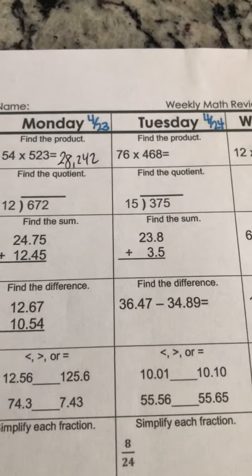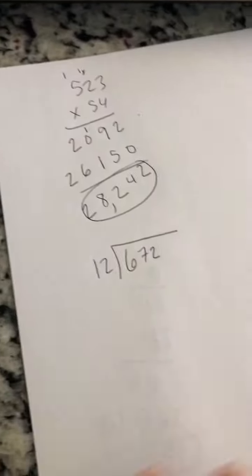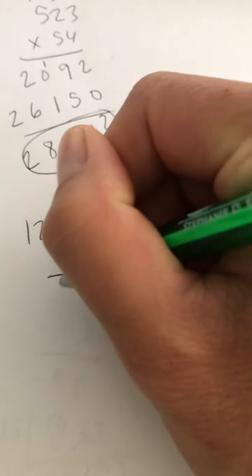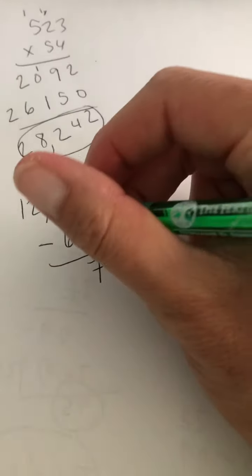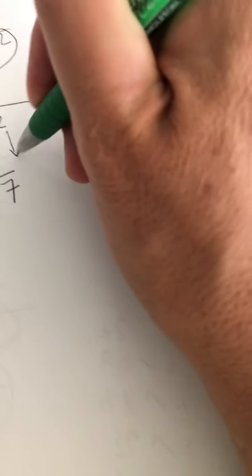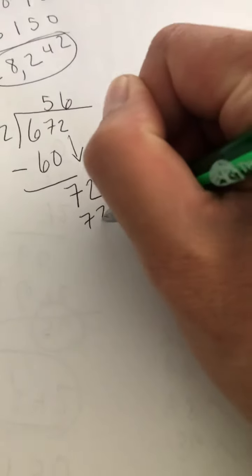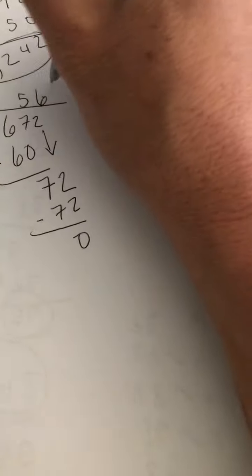672 divided by 12. Knowing my 12's facts, I know that 12 will go into 67 5 times. 5 times 12 is 60. I'm going to subtract and get 67 minus 60. Got a 7 here. 7 is less than 12, but I do have another number to drop down. I'll bring down that 2. 12 will go into 72 6 times. 6 times 12 is 72. 0 is my remainder. My answer should be 56.